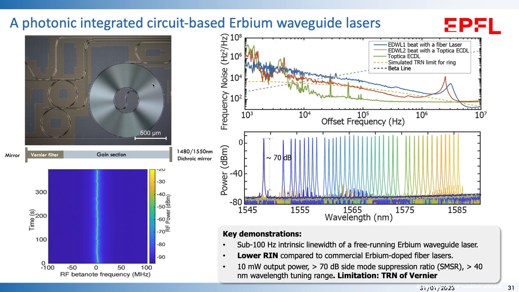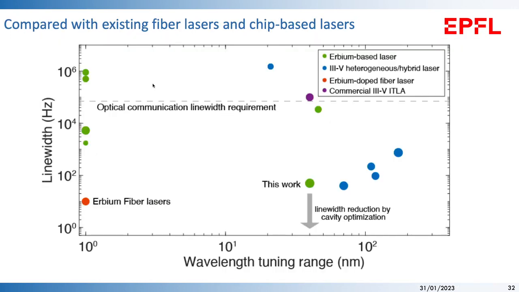The laser can be tunable over 40 nanometers with a maximum output power of 17 milliwatt in the fiber. Of course, we can even improve the performance by optimizing the loss of this cavity. For example, we can reduce the insertion loss of the Vernier filter inside the cavity, which is now 6 dB per round trip. If we can reduce the cold cavity loss, it's possible to reduce the intrinsic linewidth down to the Hertz level or even sub-Hertz level.